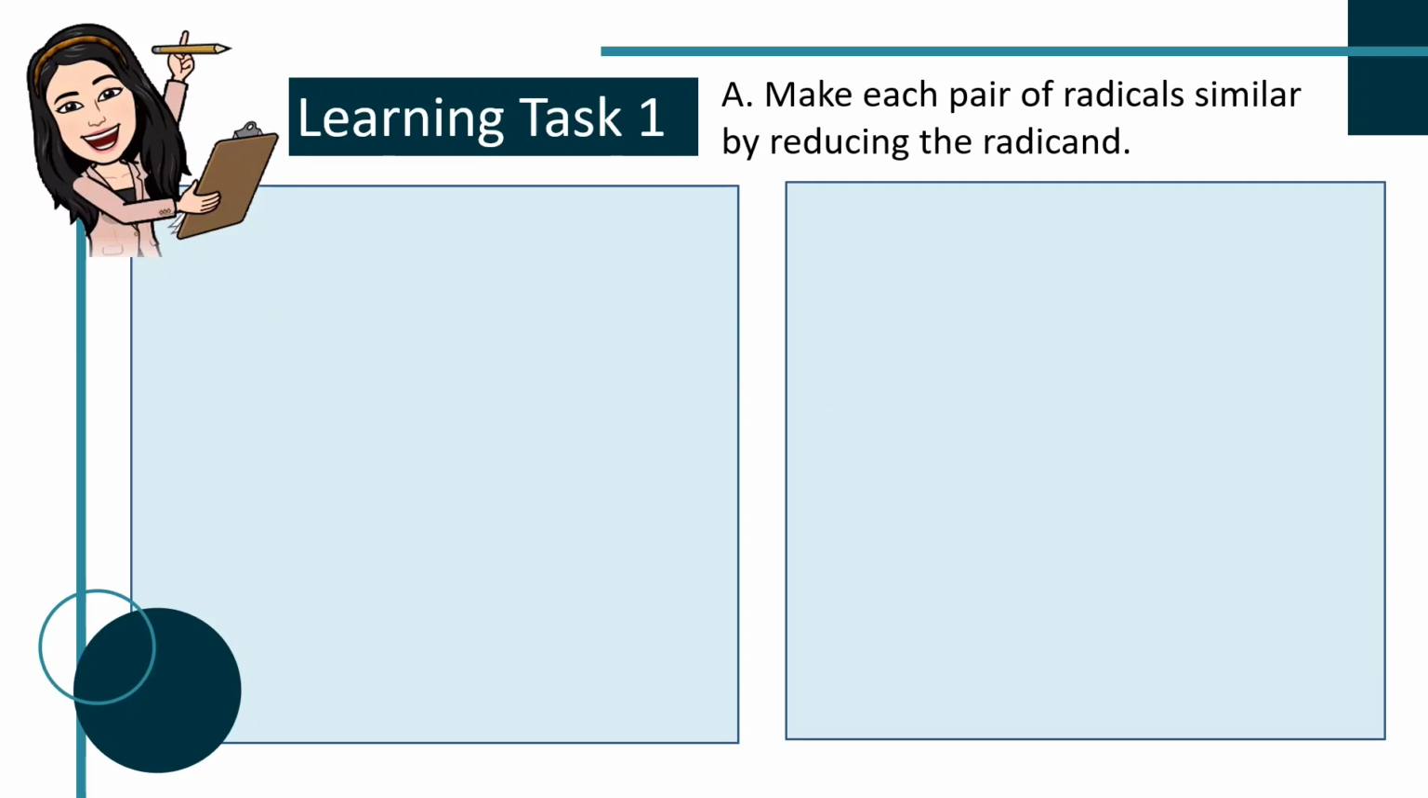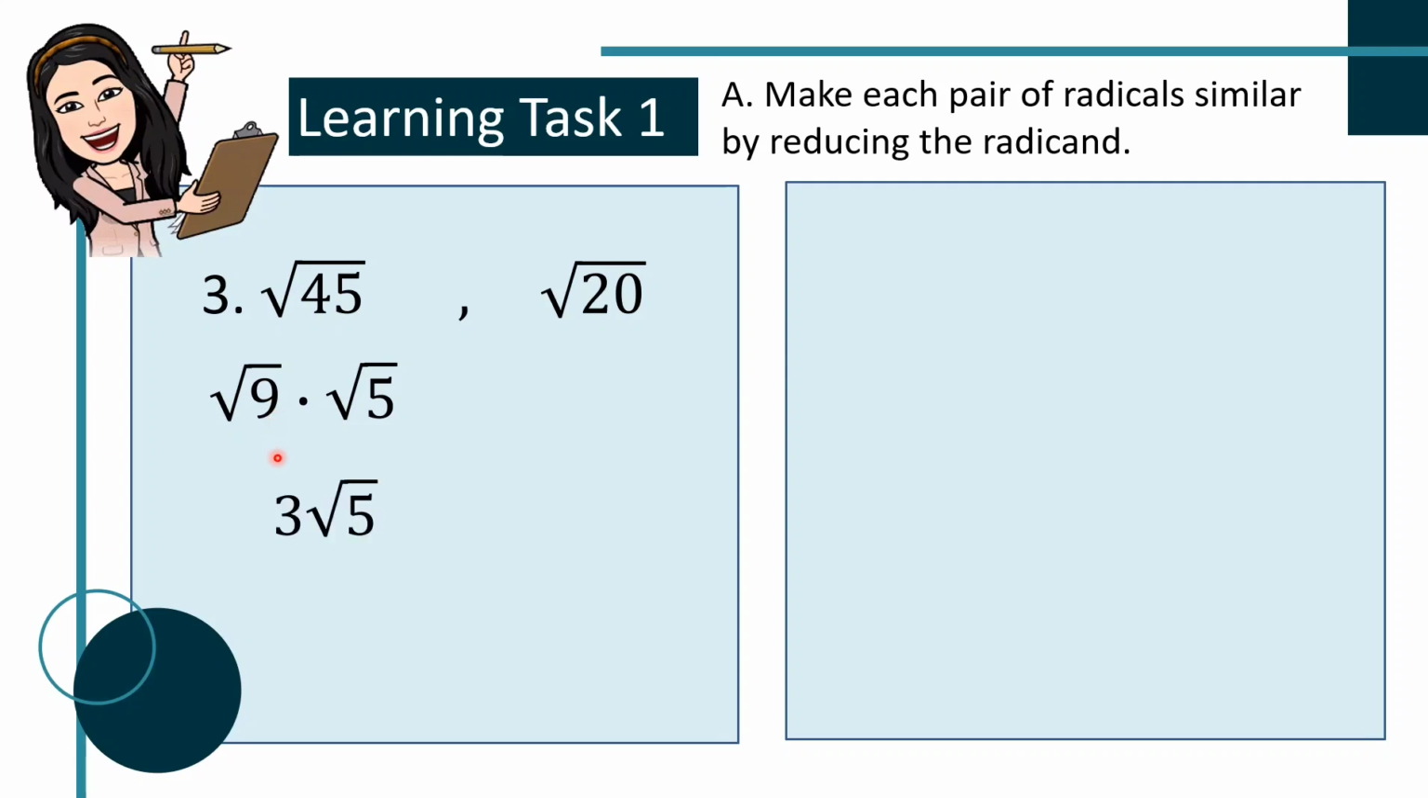Let us try number 3. Our given in number 3 is the square root of 45 and the square root of 20. If you notice, both of our given radicals can be simplified. For the square root of 45, let us get its factors in which one of them is a perfect square. That is 9 times 5. Which one is the perfect square? That is the square root of 9. What is the square root of 9? That is 3. So extract the root of the square root of 9, that is 3, and then copy the square root of 5. So this is its simplest form.